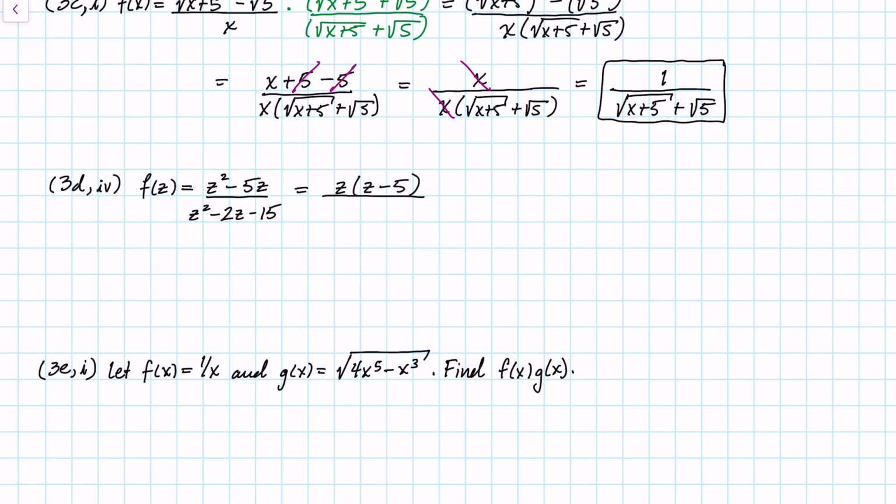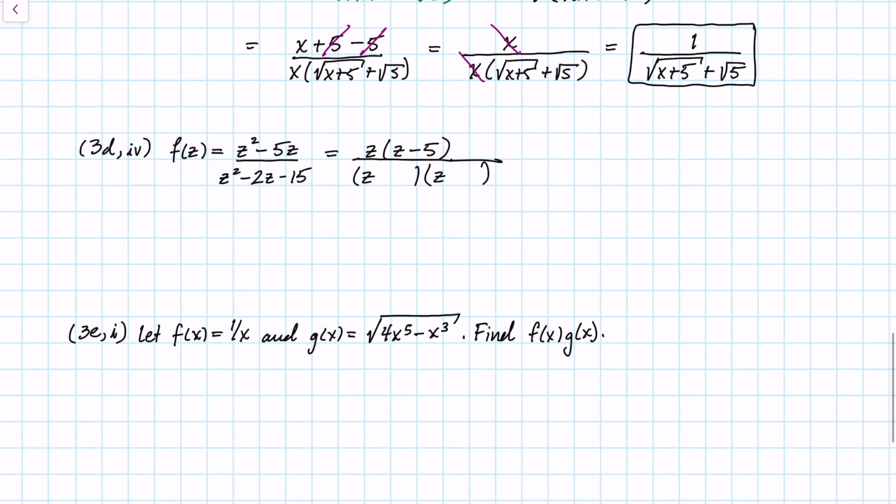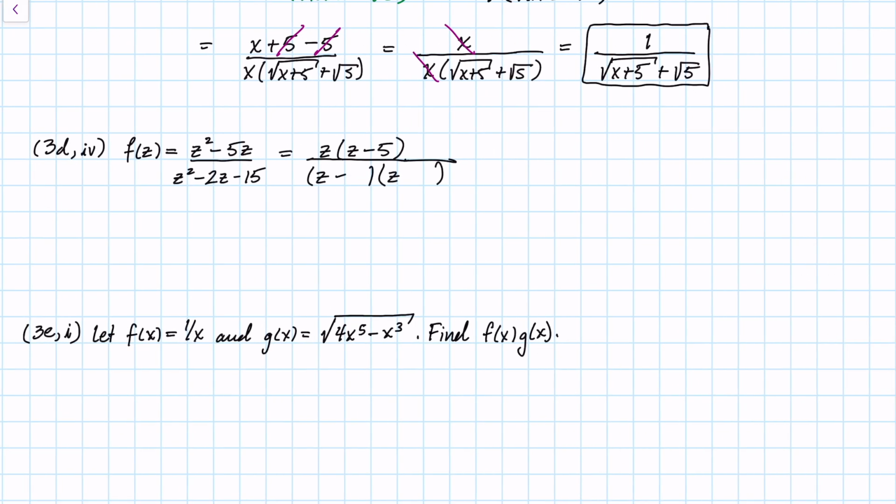Okay, and I can also factor this polynomial as well. This polynomial can factor as z over here, z over here, and then I have to find two numbers such that when I multiply them together, I get negative 15, and when I add them together, I get negative 2. Those two numbers are negative 5 and positive 3. If you multiply negative 5 times 3, you get negative 15. And when you add negative 5 and 3, you get negative 2.